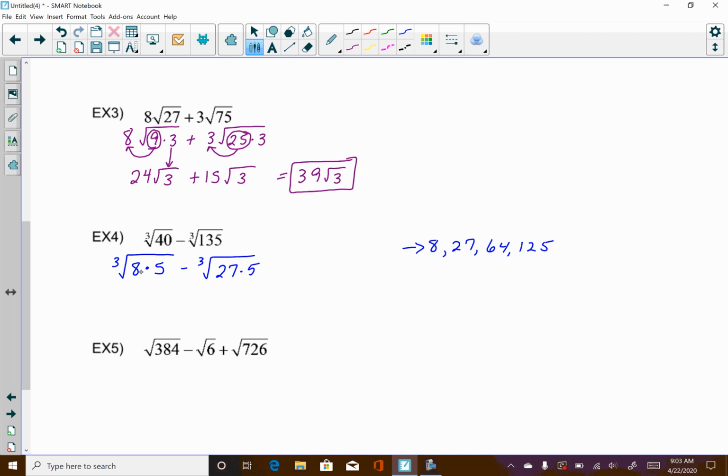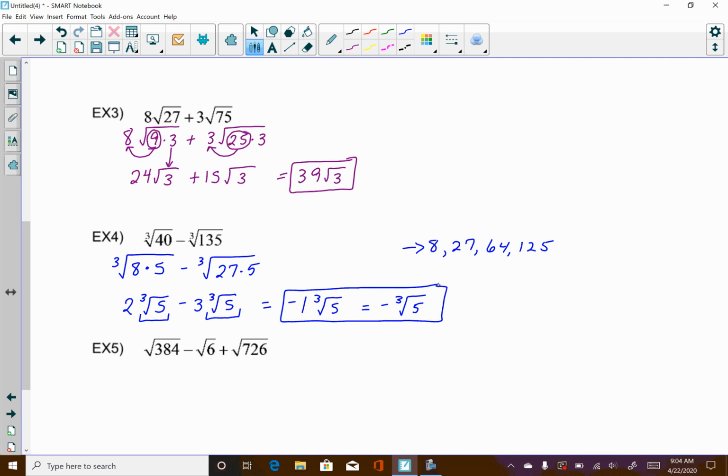Okay. Now we take the cube root. So the cube root of 8 is 2. So it comes outside the house, and then that 5 stays inside. Cube root of 27 is 3. So it comes outside the house, and the 5 stays inside. So now I'm able to go further because these are both cube root of 5's, same index and same piece underneath the radical there. 2 minus 3 is negative 1 on the cube root of 5. It's like the previous one that I had done before for you. You can keep that 1 there, or you can just write it like this, negative cube root of 5. Same thing. Either way is fine.